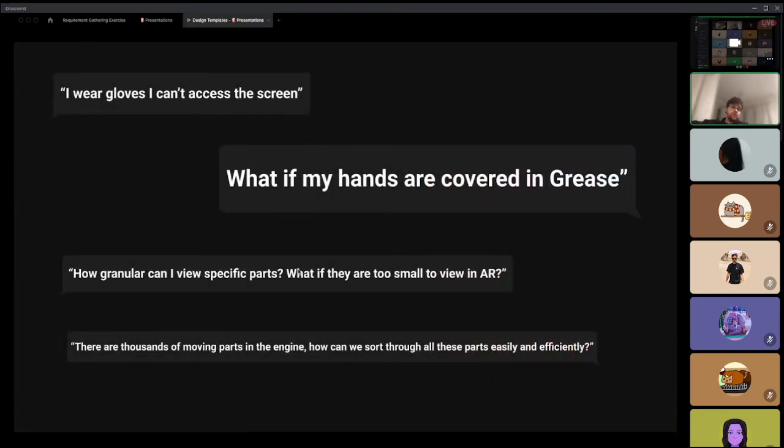And the questions were things like, if I have the iPad in my hands, the engineer might be wearing gloves, and if you're wearing gloves you're not going to be able to use, say, a touch screen. If my hands are covered in grease, holding that iPad and being able to move that around to see those individual components really isn't that useful for me.